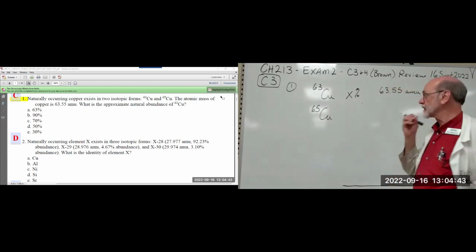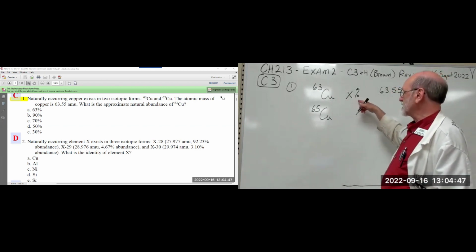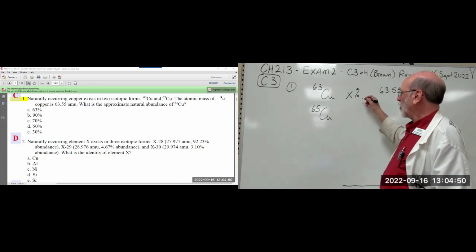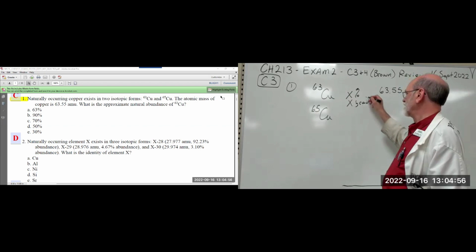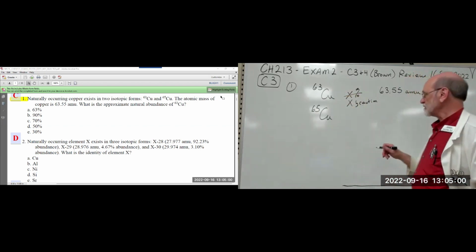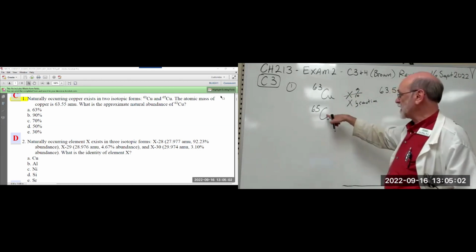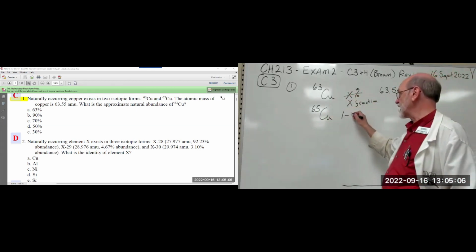So we have to assume that what they're looking at, this value and that value, is on a percentage basis averaged together. So if we say that X percent, or let's say X fraction, instead of percent, then we don't have to deal with 100. And what would that make this one? If those are the only two isotopes, then this one would be 1 minus X, right?